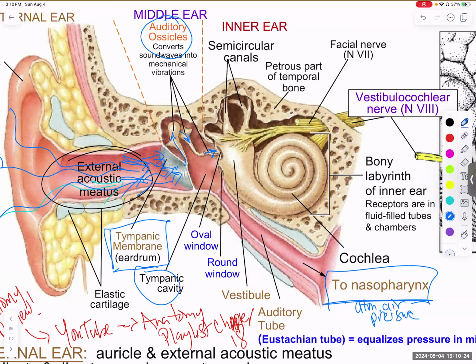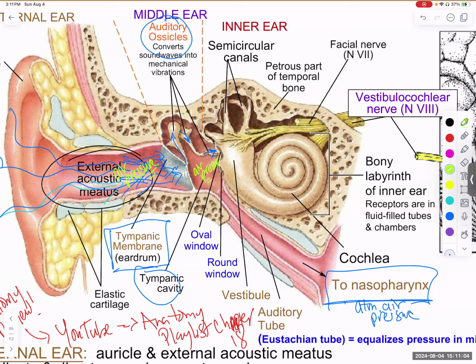pressure to be the same here. So air pressure should be equal to air pressure in the external acoustic meatus. And this allows the tympanic membrane to vibrate appropriately, and then the auditory ossicles to vibrate appropriately. So that's why when you go up in altitude, you generally yawn or increase or open your nasopharynx to get that new atmospheric air into your tympanic cavity. It's because there's less pressure in air up high.